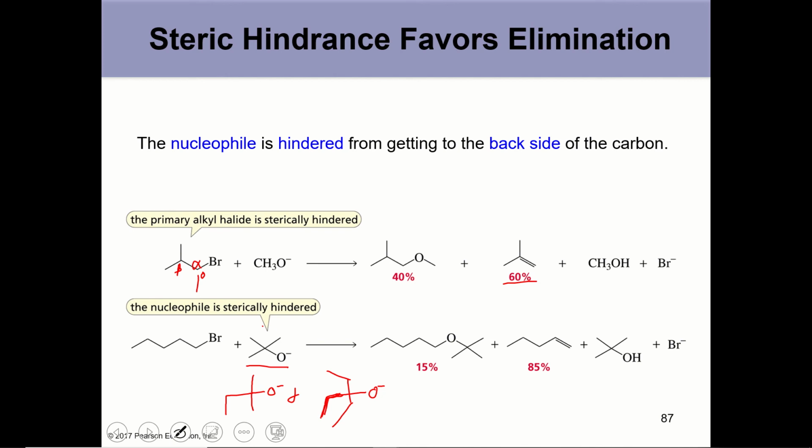And in the case of a sterically hindered nucleophile, the favored product is the elimination product, and the favored product is also the less substituted elimination product. So if it's possible to make both a monosubstituted bond and a disubstituted bond, or a monosubstituted bond and a trisubstituted bond of an alkene, then the monosubstituted bond will be the major product for elimination.